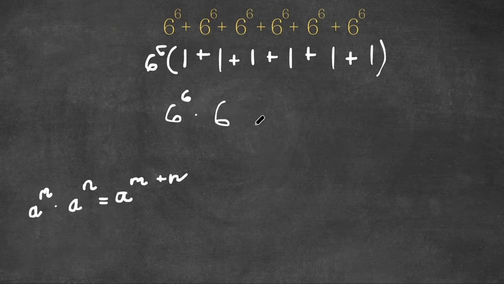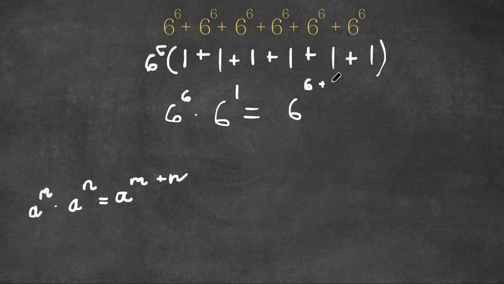Now for 6 to the power of 6 times 6, well 6 is the same thing as 6 to the power of 1. So this is going to be 6, because we keep the base the same, to the power of 6 plus 1. And 6 plus 1 is 7, so this is equal to 6 to the power of 7.